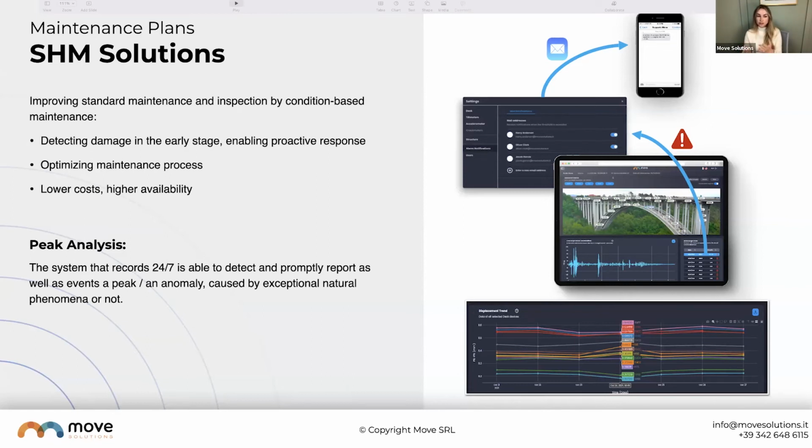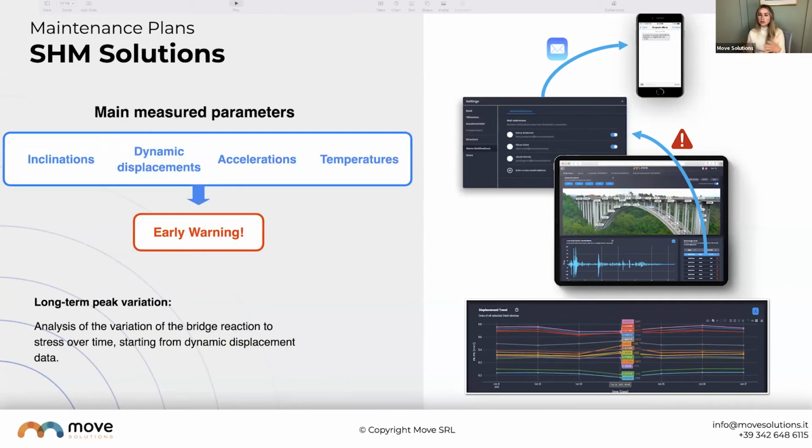There's two factors that we can do. So there's the short-term monitoring and the long-term monitoring of a structure, and they're both important when you're talking about maintenance plans. So the short-term is understanding the peak analysis, understanding if there is a change in the short term, and being alerted to that change so that you can take the proper action in the short term that you need to take. And there's also the long-term monitoring.